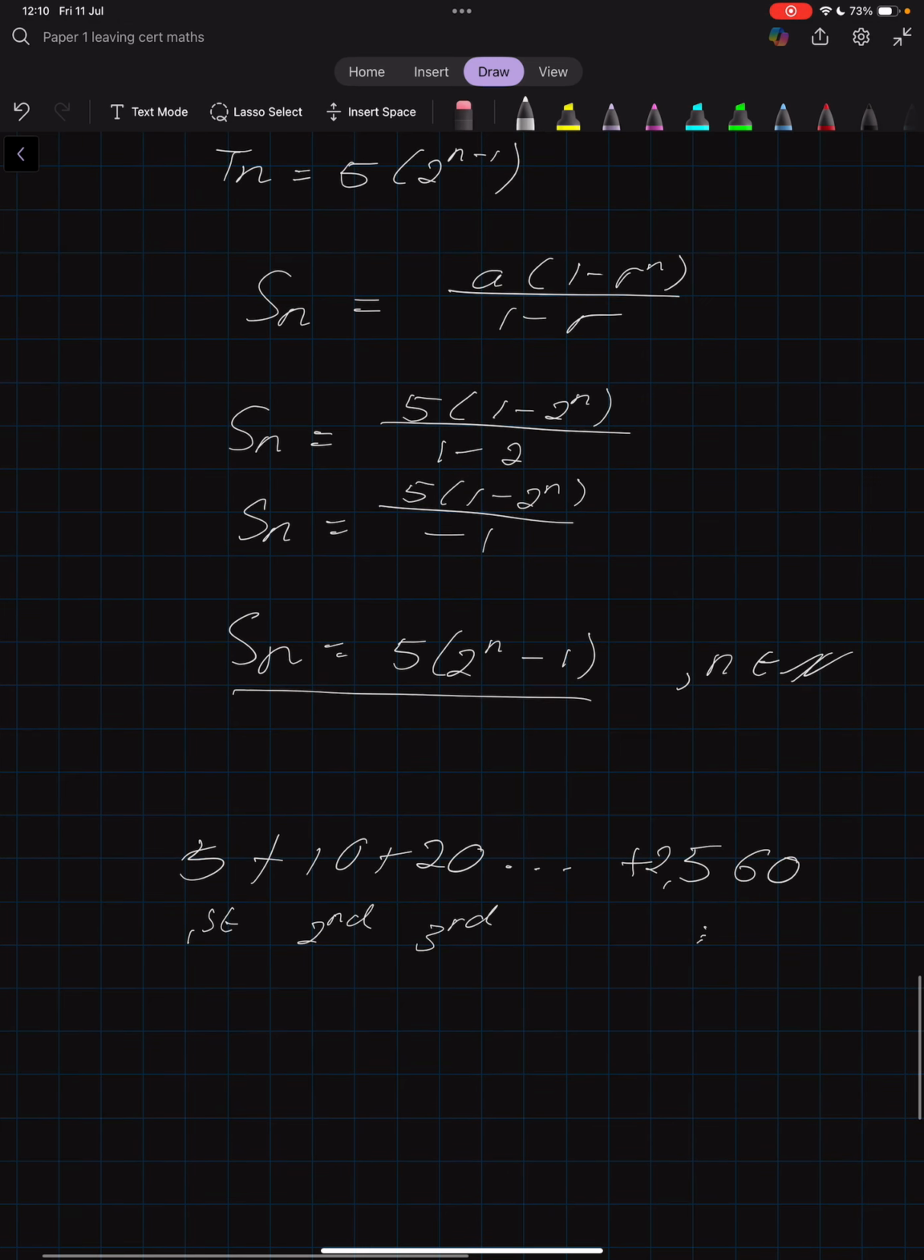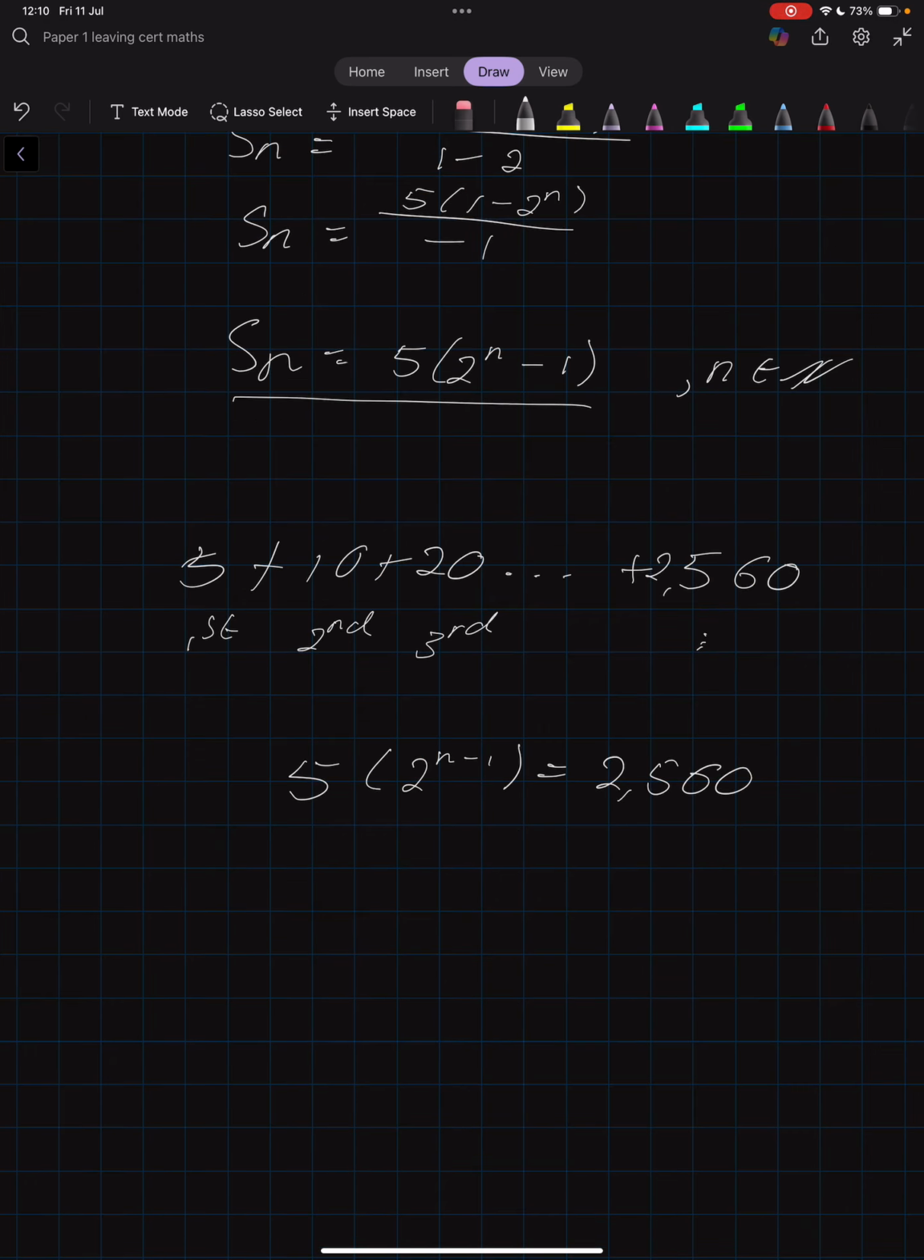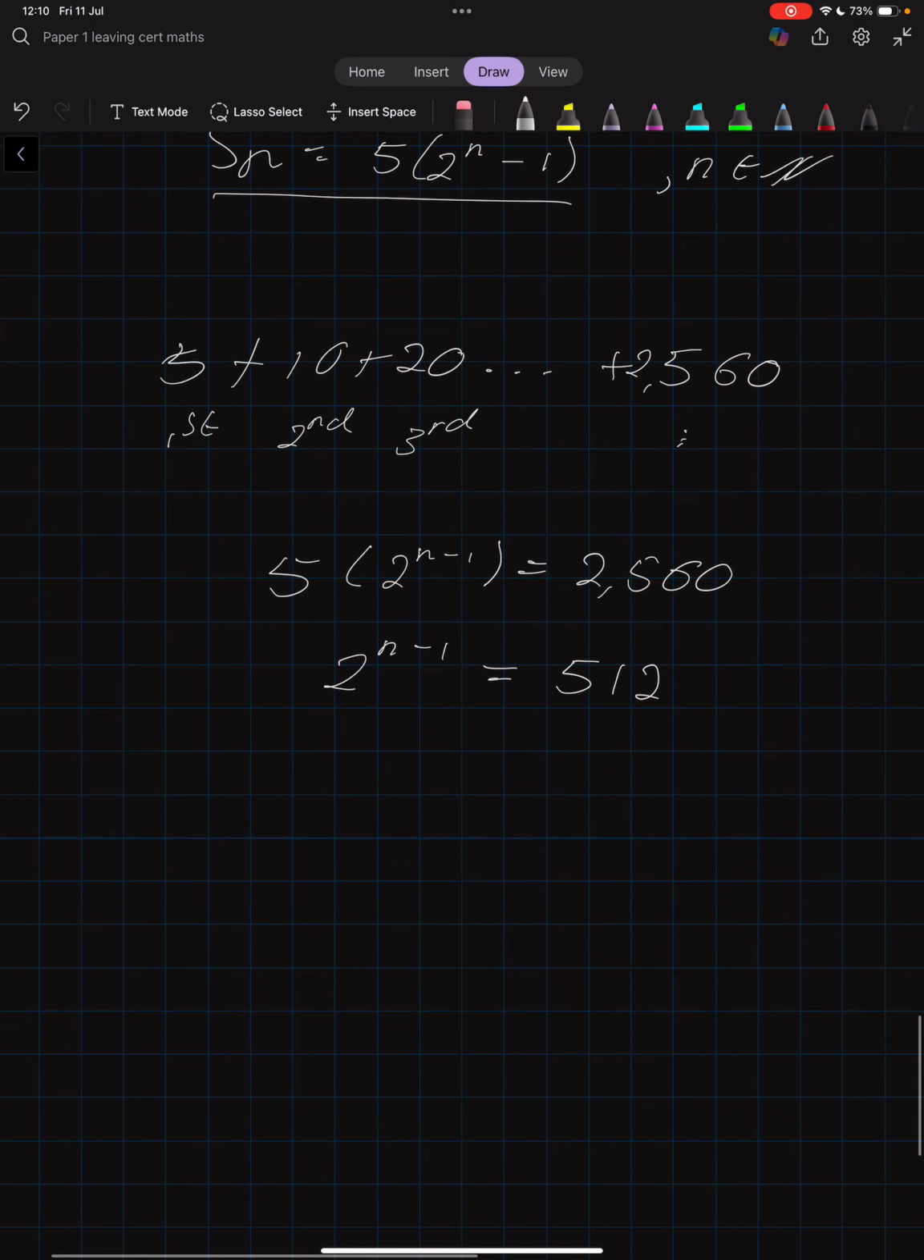So what you do is you figure it out. You say 5 times 2 to the n minus 1 is equal to 2,560. Divide both sides by 5, I get 2 to the n minus 1 is equal to 512. Now, this is where you would use logs. This is why logs were mainly invented, for problems like this, where you don't know how to solve this. You can just take log to the base 2 on both sides.